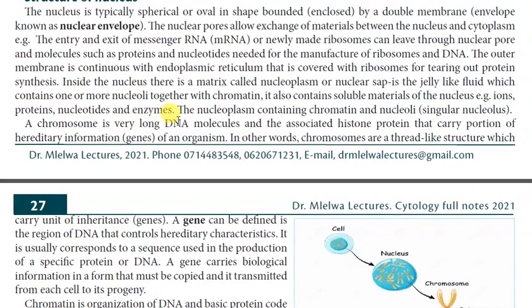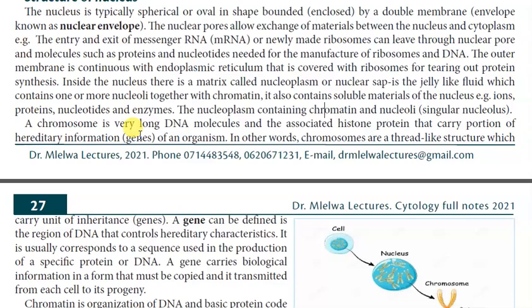A chromosome is a very long DNA molecule and the associated histone protein that carry a portion of hereditary information. So the chromatin is made up of DNA, which has been folded. DNA is like a thread-like molecule. Even the chromosome is a thread-like molecule, but when they condense during either meiosis or mitosis, they can be observed, because when we stain them, they are observed as pink color during meiosis or mitosis.